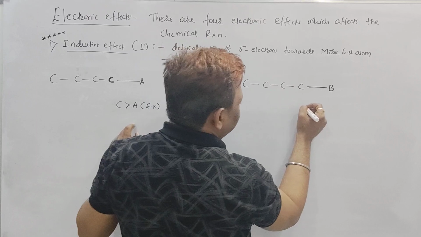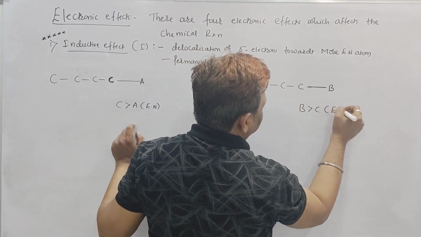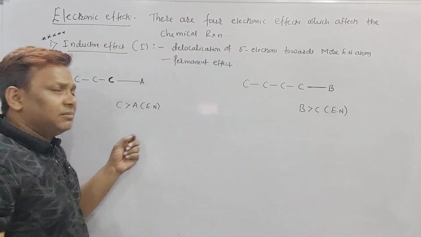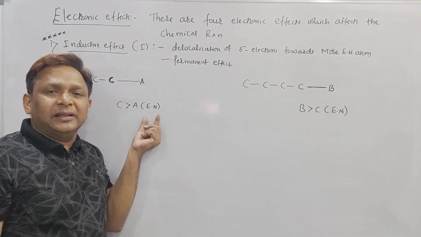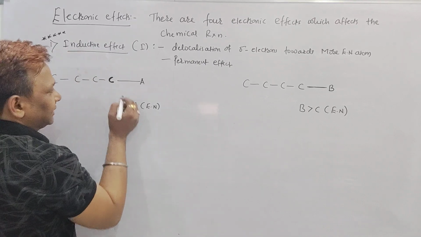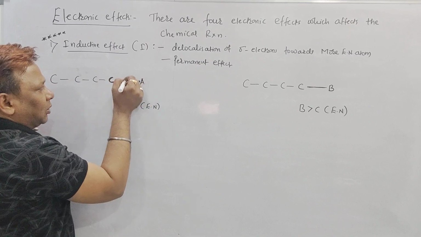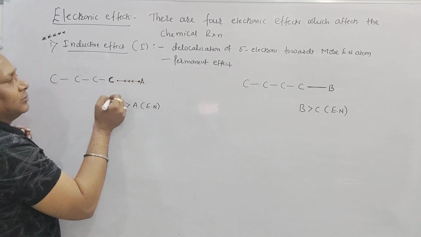And in this case, electronegativity of B is greater than C. Now you tell me, what is meant by electronegativity, sir? Tendency of an atom to attract the electron pair toward itself. That means, as the electronegativity of C is more than A, C will withdraw the electron from A. It will pull the electron from A.